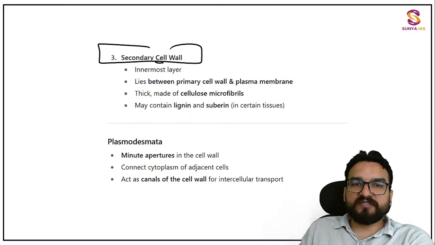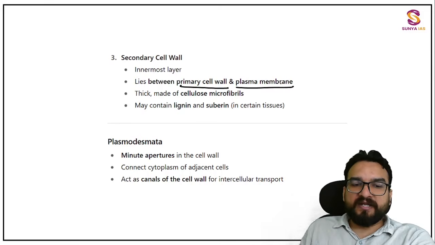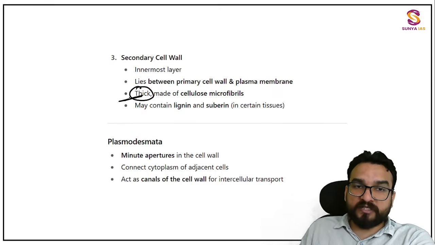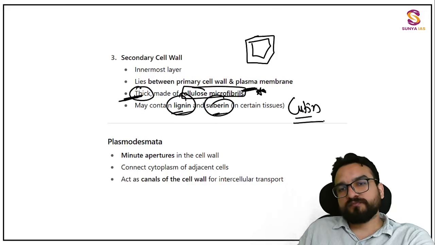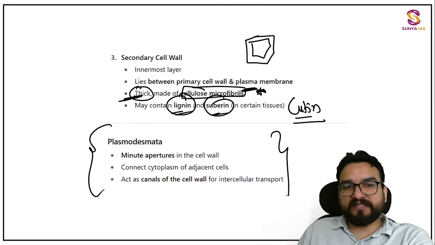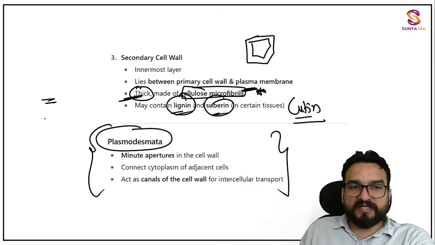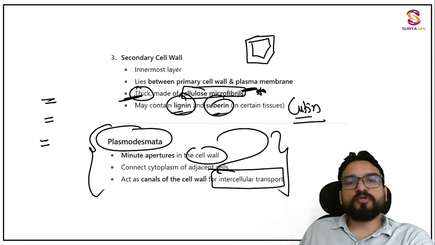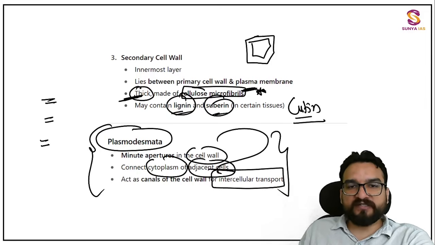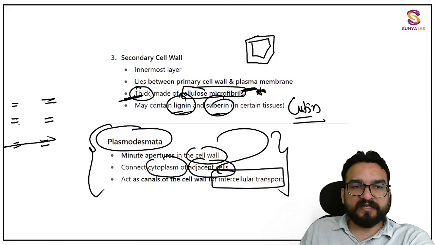Then secondary cell wall, this is the innermost layer, lies between a primary cell wall and plasma membrane, and it is compared to the primary cell wall thick. Keep in mind, primary cell wall is thin, the inner one is thick, made up of cellulose microfibrils. This is important, microfibrils, and may contain lignin and suberin and cutin too. Understanding? Then there is one more part, that is plasmodesmata. Plasmodesmata are minute apertures in the cell wall which helps in intercellular transport. Connect cytoplasm of adjacent cell. It has connected the cytoplasm of two cells.